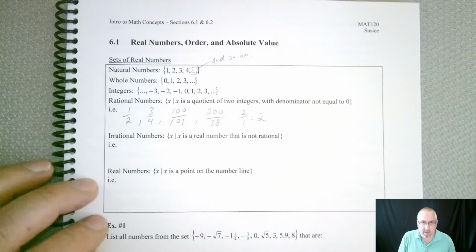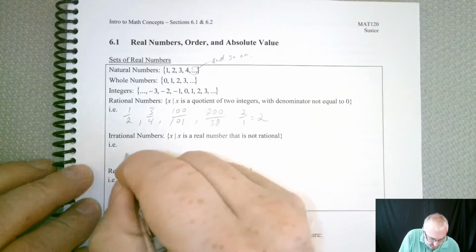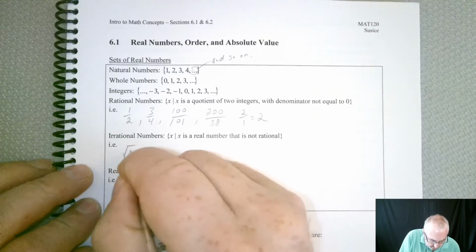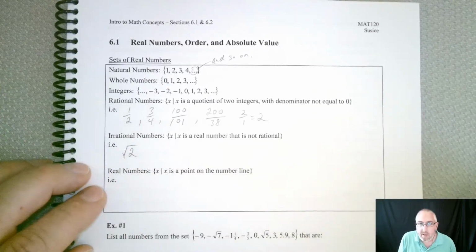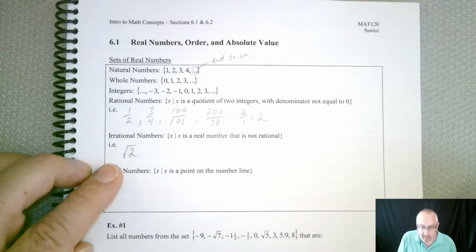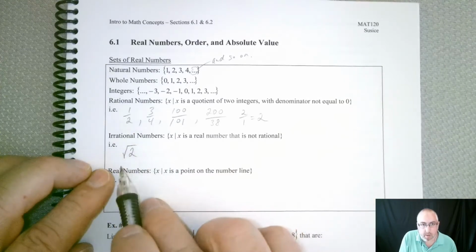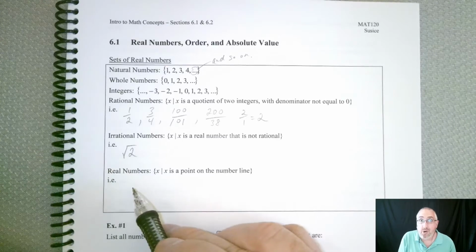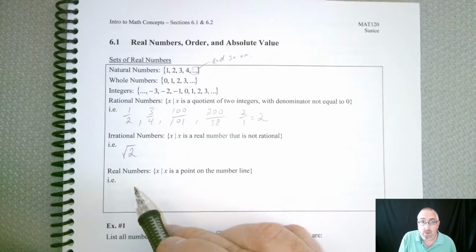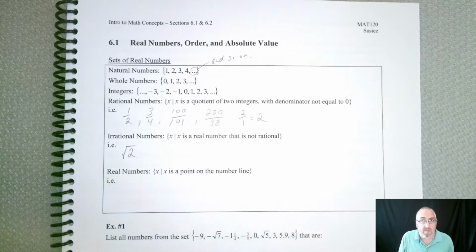Well, I'll give you a hint. What about something that looks like that? You know what that means? Anytime you have this type of symbol, that means you're talking about square roots. Square roots are a whole realm of numbers that are going to be irrational for the most part. Not all of them though.